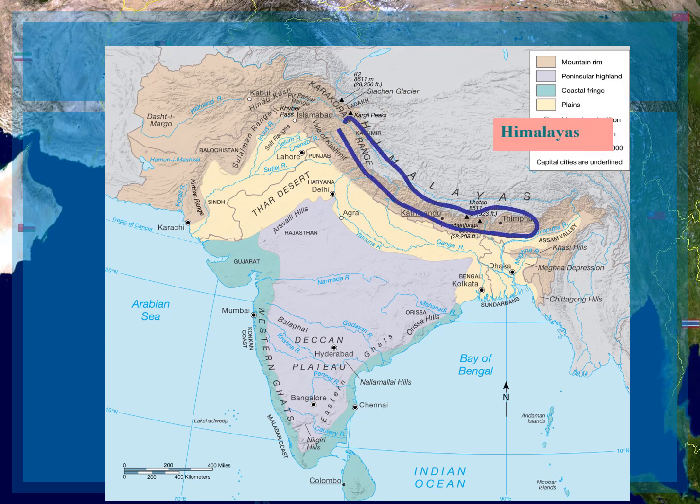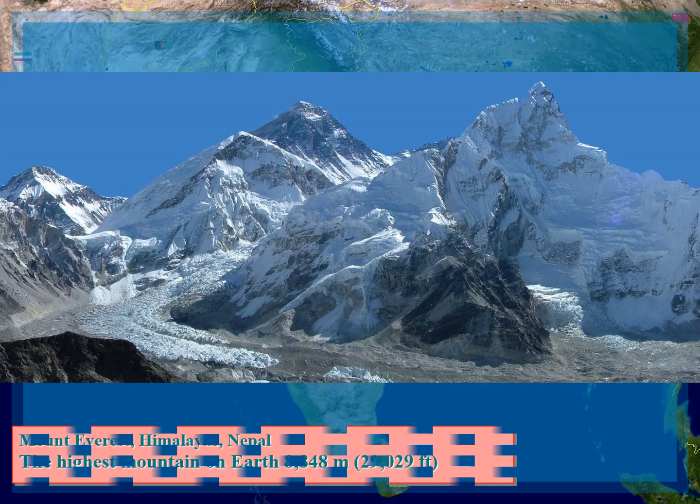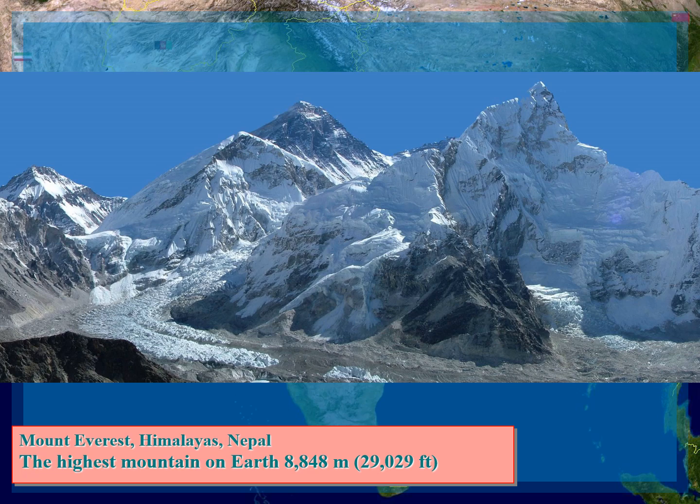Okay, so we've talked about that. So here's an image of Mount Everest, which is found in the Himalayas in Nepal. This is the highest mountain on Earth, just a little bit taller than K2, as you can see here.